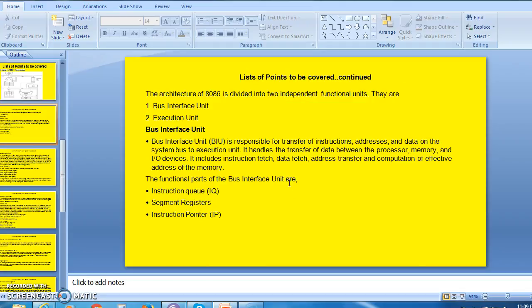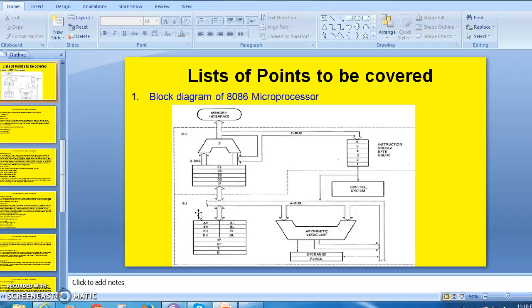The bus interface unit is responsible for transfer of instructions, address and data on the system bus to execution unit. It handles the transfer of data between the processor, memory and I/O devices. It includes instruction fetch, data fetch, address transfer and computation of effective address of the memory. The functional parts of bus interface unit are instruction queue, segment registers and instruction pointer.